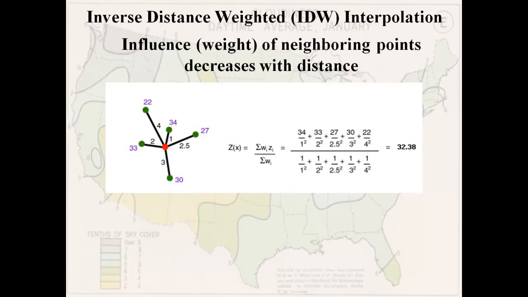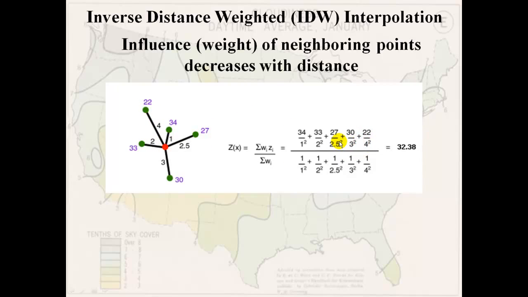This is another example that shows you this projected down onto a flat plane, and the way it's calculated is you take the value and you divide it by the weight for that value, and the weight is dependent upon the distance between the unknown point and the known point. So 34 is 1 unit away, so that's the 1. 22 is 4 units away, so that's the 4.